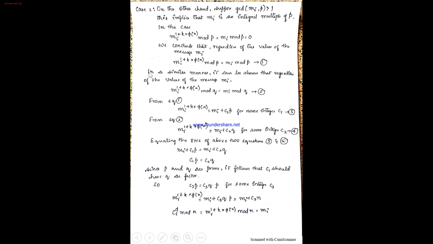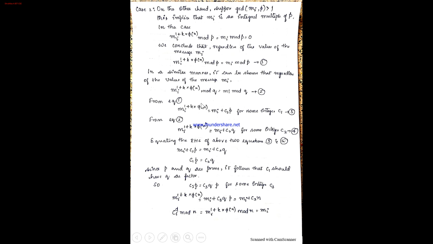Okay, so in a similar manner, what holds for mod p holds good even for mod q. If I equate these two, then I'll get this. So from equation 1 I'll get mi plus some c1 into p, some integer. Next, for equation 2 I'll add to the message c2 into q.